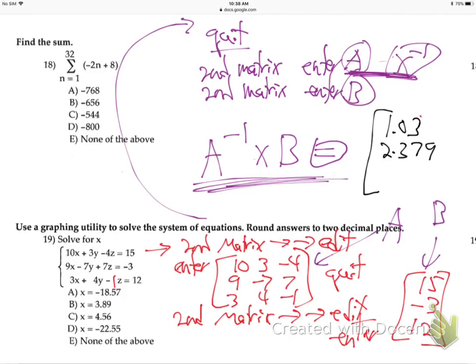1.032379, yeah, they went on and on and on. And 0.6206, blah, blah, blah. Did you guys get those? So they want X, which is the first one, because this is X, Y, Z. 1.03, it's not there? Another, none of the above. Is that right? Is that the answer?